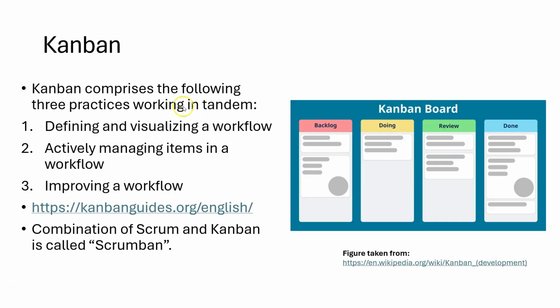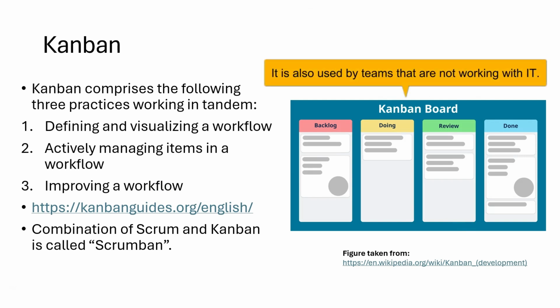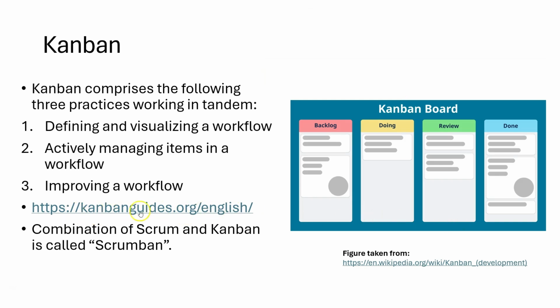Kanban comprises the following three practices working in tandem. So one is defining and visualizing a workflow, actively managing items in a workflow, and improving a workflow. So one central tool in the Kanban philosophy is the Kanban board. And this is widely used within different IT teams. If you want to read more about Kanban, you can do so at this guide available in this link. And I can also say that a combination of Scrum and Kanban is called Scrumban.